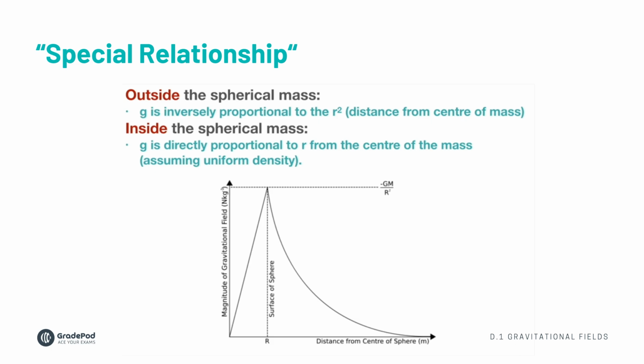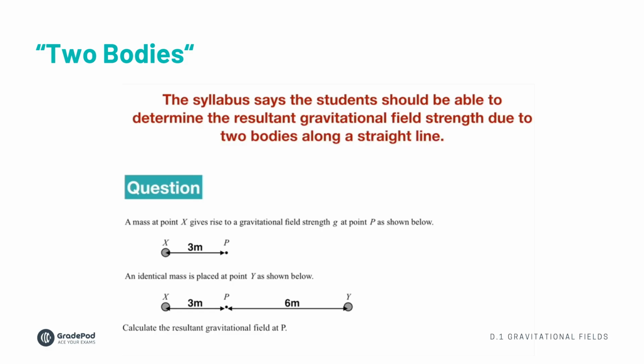Another special case that you'd like to consider, not quite so much a special case, but something that the examiners are quite keen on, is this idea of two bodies. So the syllabus says that students should be able to determine the resultant gravitational field strength due to two bodies along a straight line. Well, phew, a straight line means it's one-dimensional, which makes our calculations a lot easier. In 2 dimensions, there's all sorts of components that we need to consider, so we can forget about that.